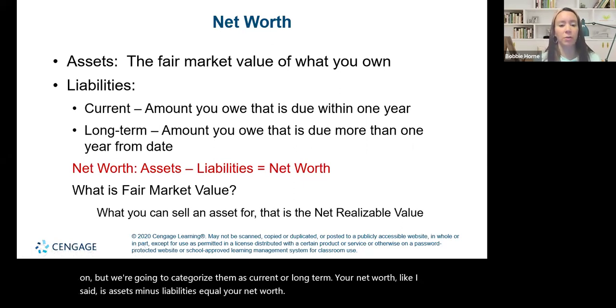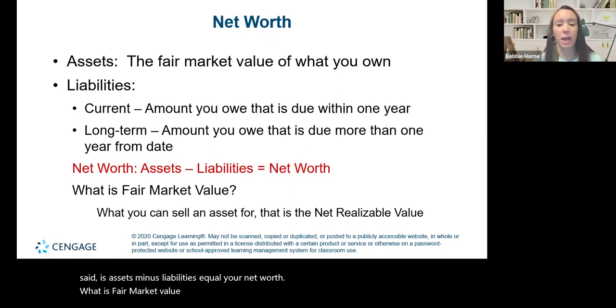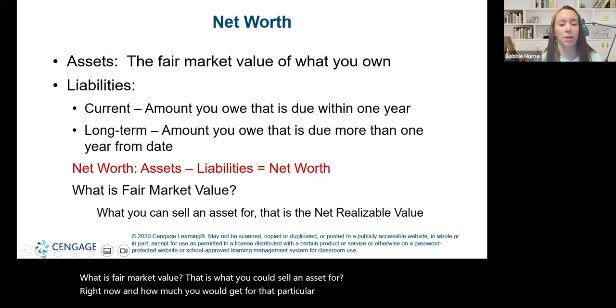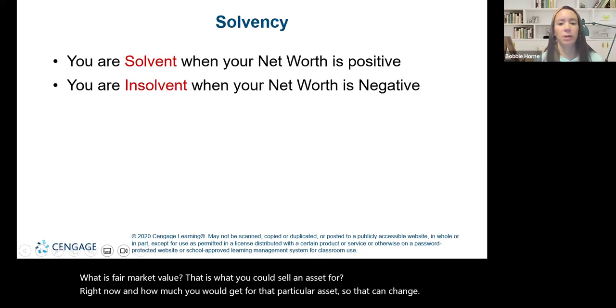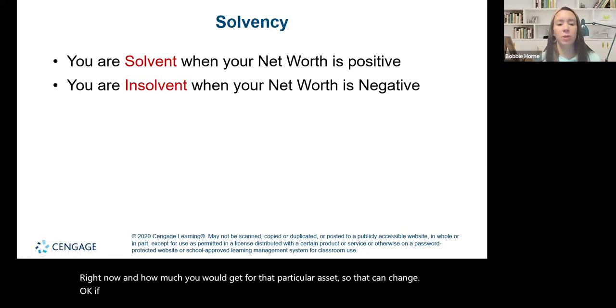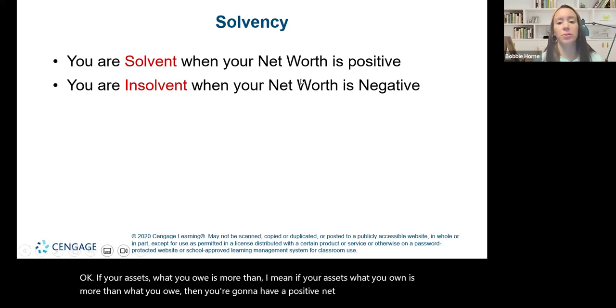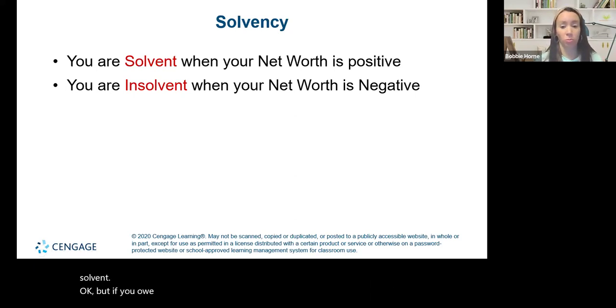What is fair market value? That is what you could sell an asset for right now and how much you would get for that particular asset. So that can change. Okay. If what you own is more than what you owe, then you're going to have a positive net worth. Okay. So you're solvent. Okay, but if you owe more than you own, so if your liabilities are more than your assets, your net worth would be negative.